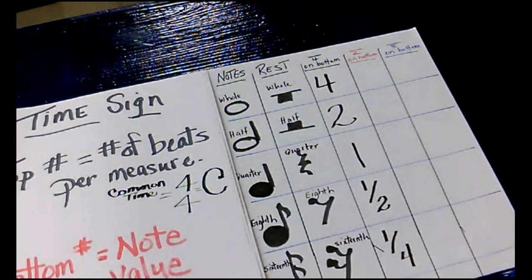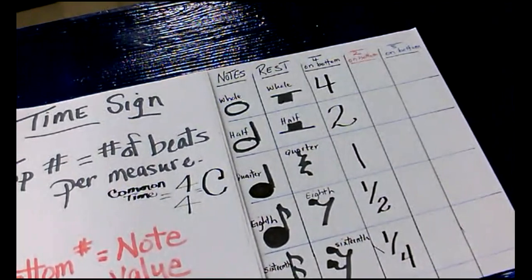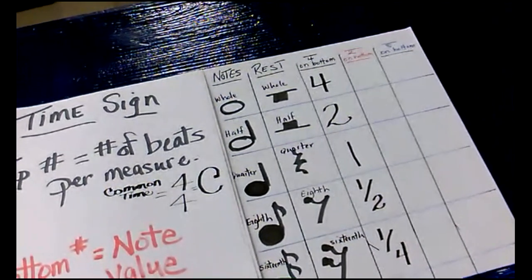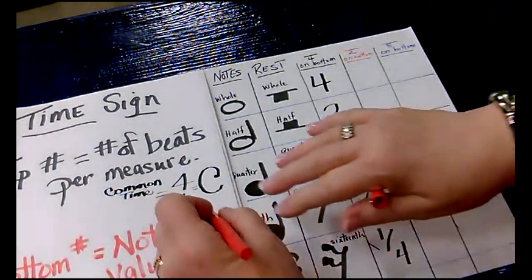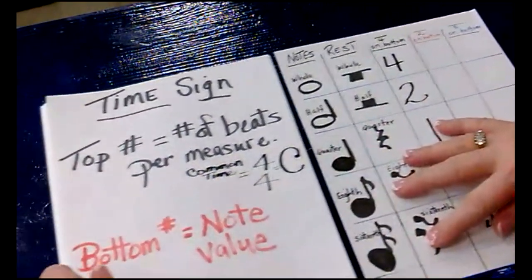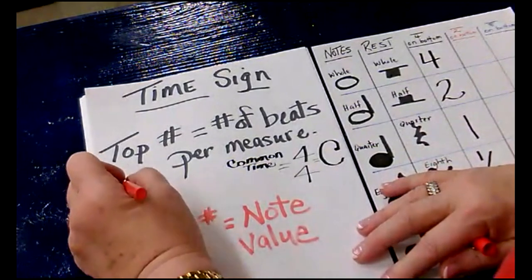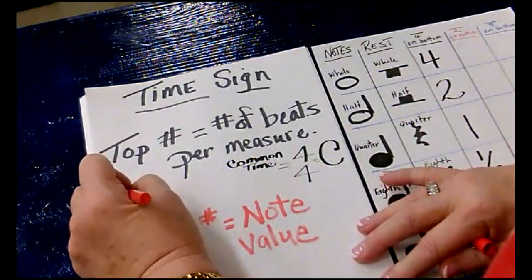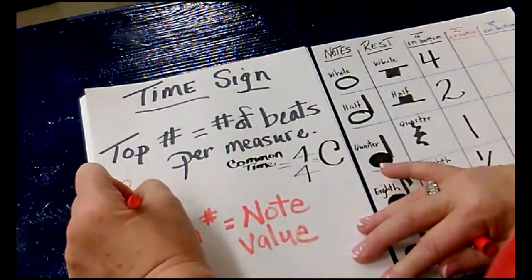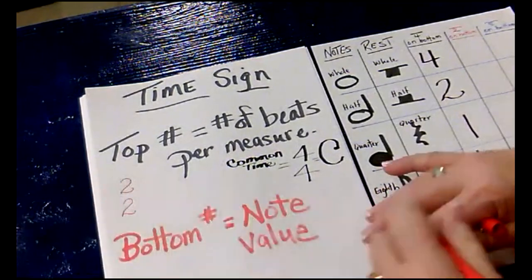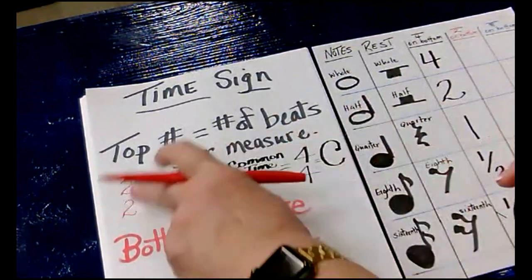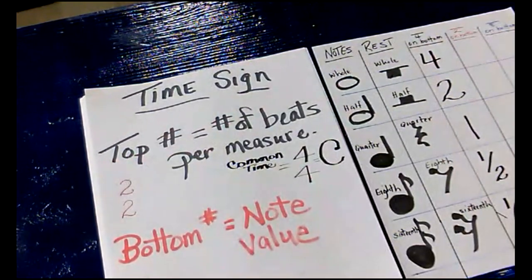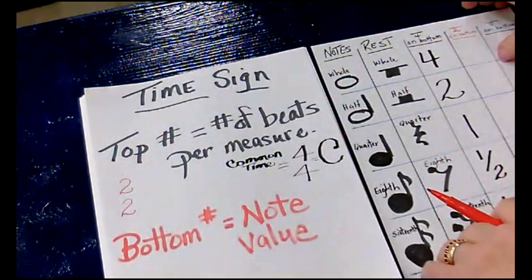But suppose that we change that bottom number to a different number. Suppose we change our time signature from 4/4 to, let me go right over here and put 2/2. What have we done to that 4/4 there when we go there? Yes, we've cut it in half.